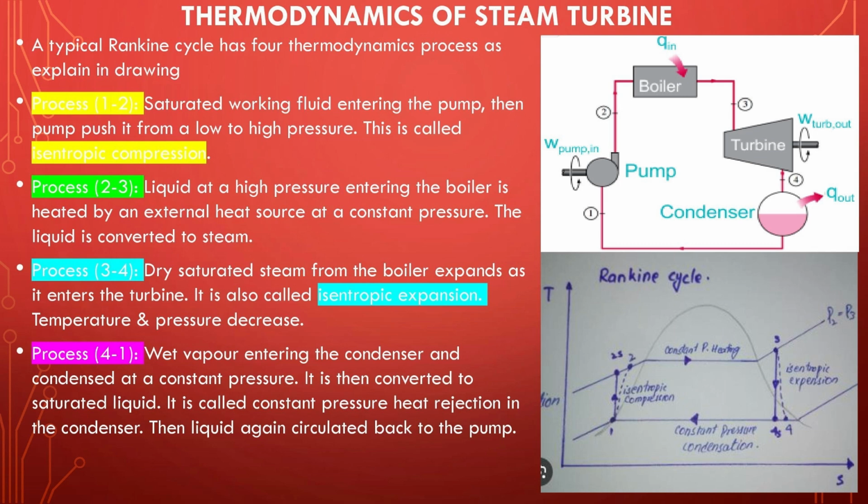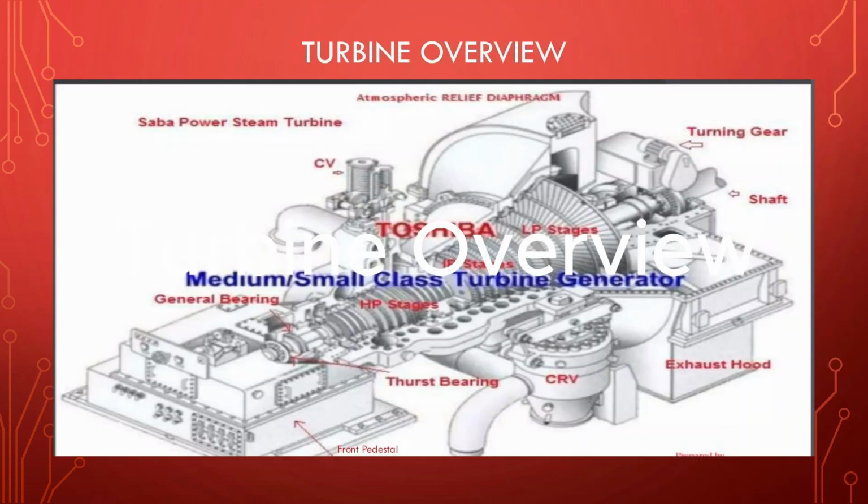Process 3 to 4: dry saturated steam from the boiler expands as it enters the turbine. This is also called isentropic expansion. Temperature and pressure decrease. Process 4 to 1: wet vapor enters the condenser and is condensed at a constant pressure. It is then converted to saturated liquid. This is called constant pressure heat rejection in the condenser. Then the liquid is again circulated back to the pump. Turbine overview.